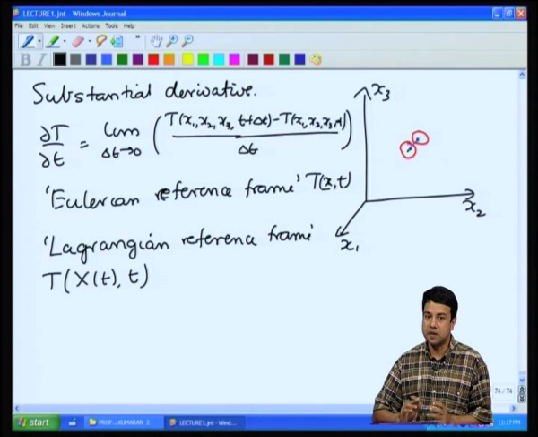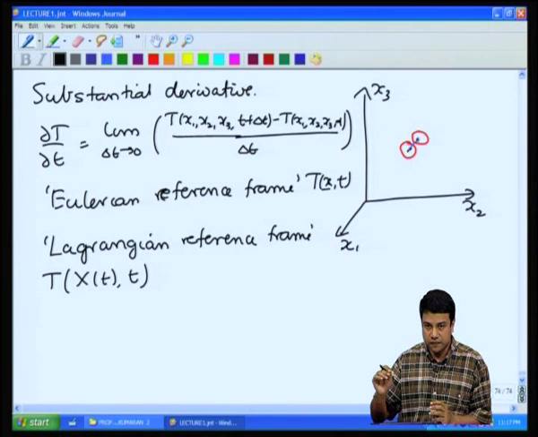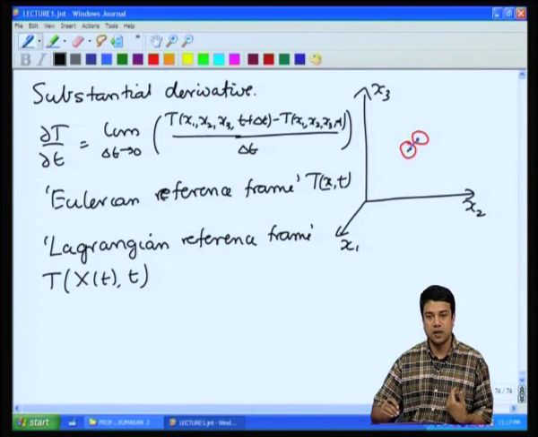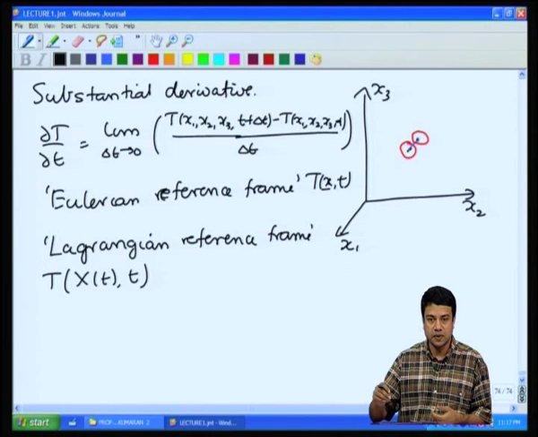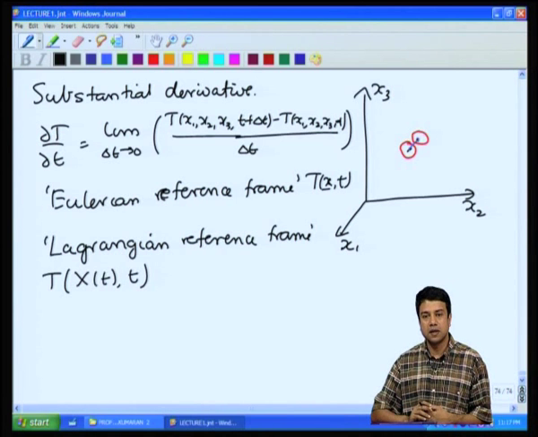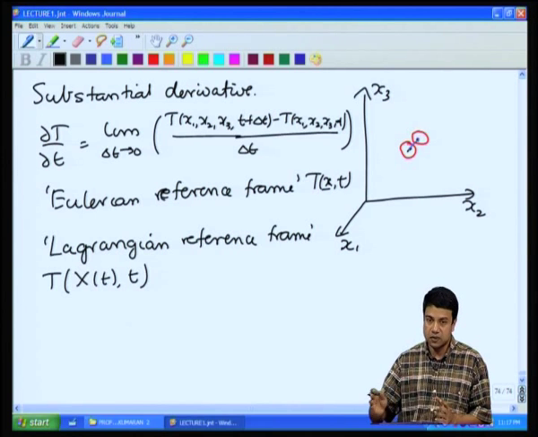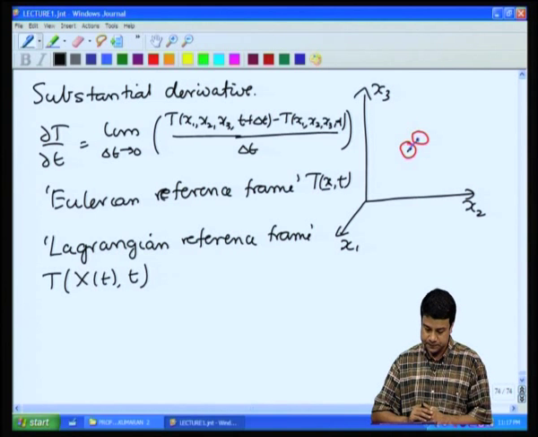Now, in order to implement a Lagrangian scheme, one has to know if a parcel of fluid is at this location at one instant of time, where it was in the past. Okay. What was the past location of that parcel of fluid, which is at one particular instant at this present location. Okay. That is usually a difficult task, because you have to trace out the entire history of the fluid. Okay. However, one can define a derivative which is called the substantial derivative, which contains in it the elements of the Lagrangian moving reference frame. Okay.